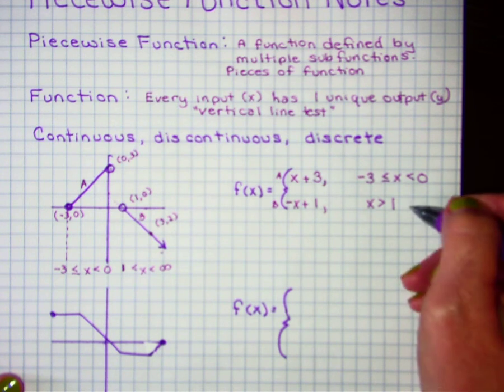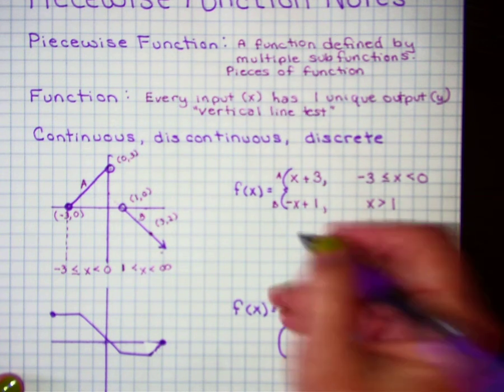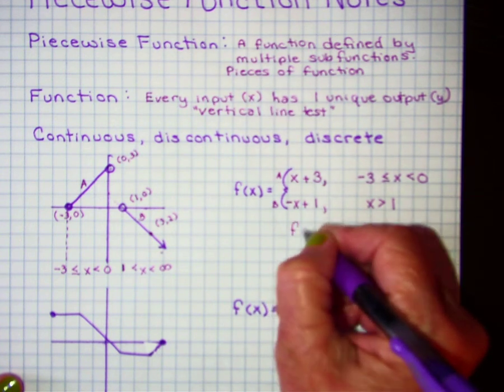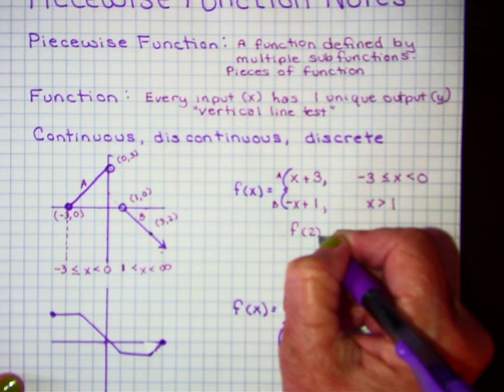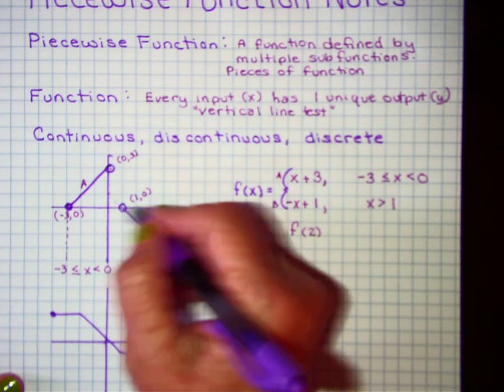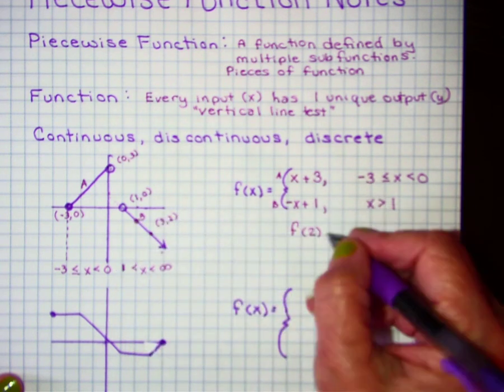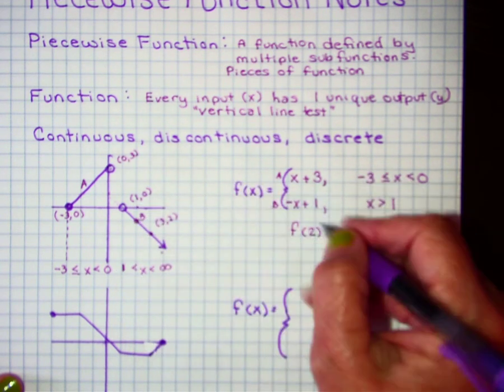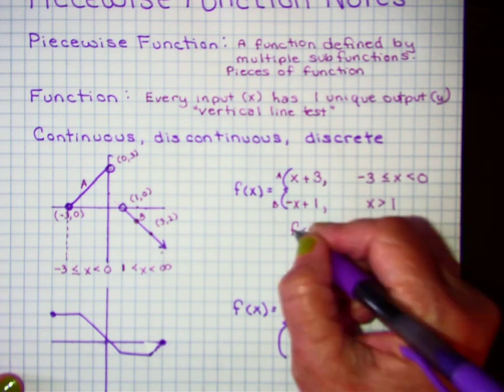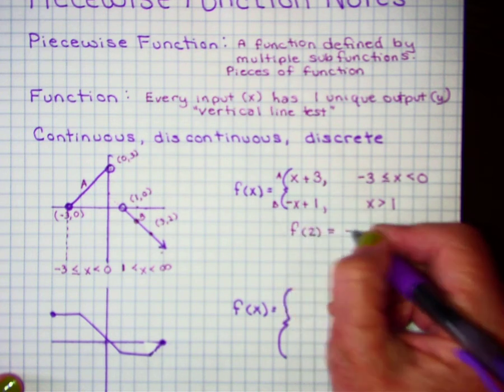So if x is 2, I can go in here and say, okay, when x is 2, y is equal to negative 1. I'm sorry, yes, y is equal to negative 1. So f of 2 would equal negative 1.